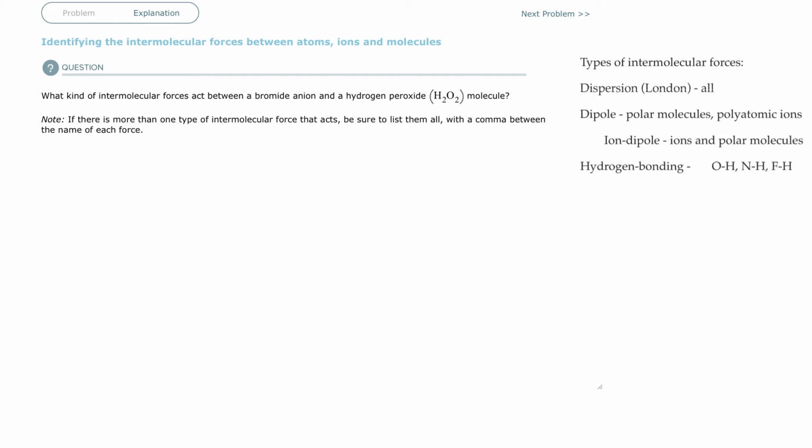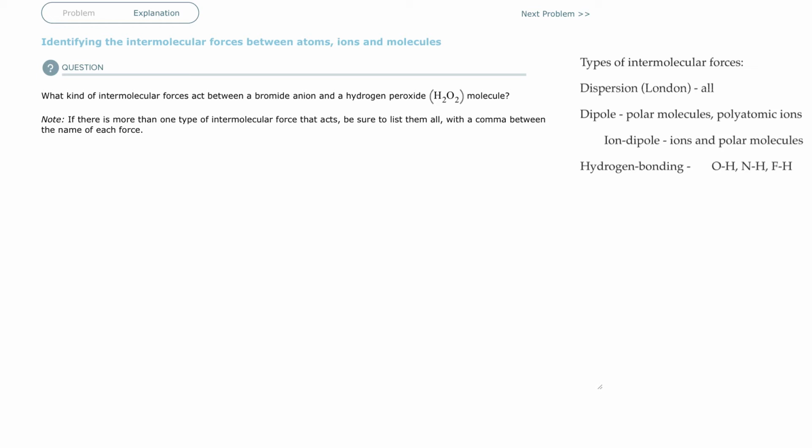And then the last that we looked at was hydrogen bonding, and hydrogen bonding is anything that tugs between an oxygen-hydrogen, a nitrogen-hydrogen, or a fluorine-hydrogen bond with another one that has a bond like that.